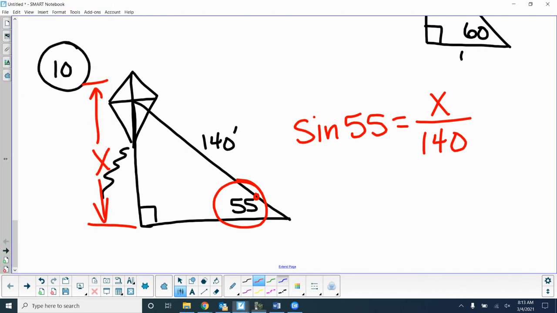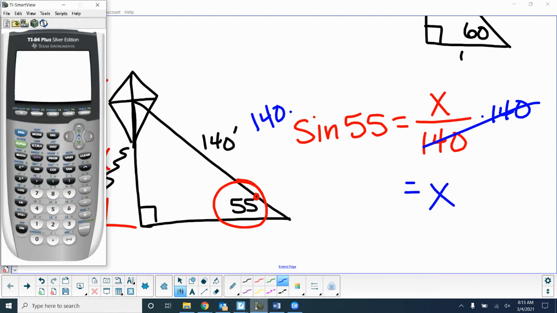So I'm going to do what to both sides to solve it? Multiply by 140, right? Because you want that to go away, you want X alone. So we're going to go 140, you just hit sine, it knows it's multiplying. If you want to hit times, you can, you don't have to. 55, close it up, and that's 114.7. 0.68 if we go to the hundredth, like the directions say.